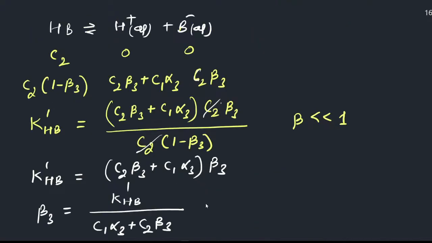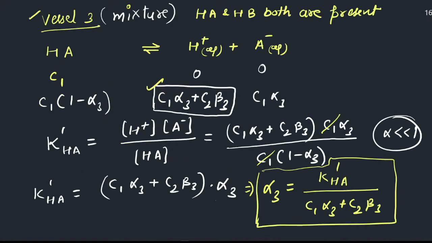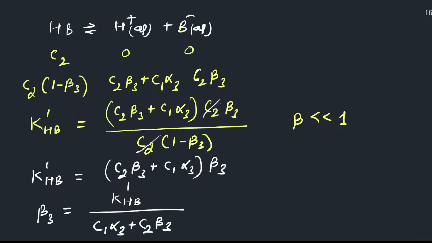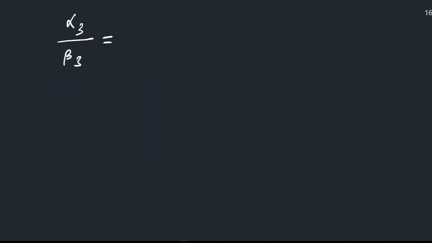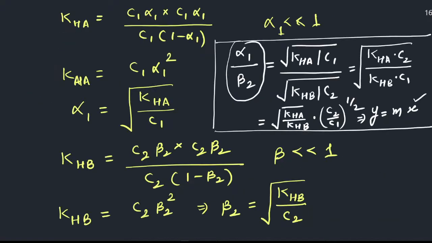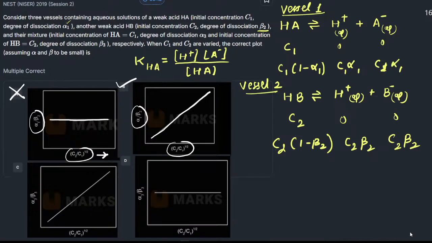So now alpha 3 by beta 3 is equal to: alpha 3 is K_HA dash upon this total, beta 3 is K_HB dash upon this total. So alpha 3 upon beta 3 is K_HA dash by K_HB dash, and that is some constant. इसका मतलब क्या हुआ? Which option is correct? Out of C and D, which one is correct?